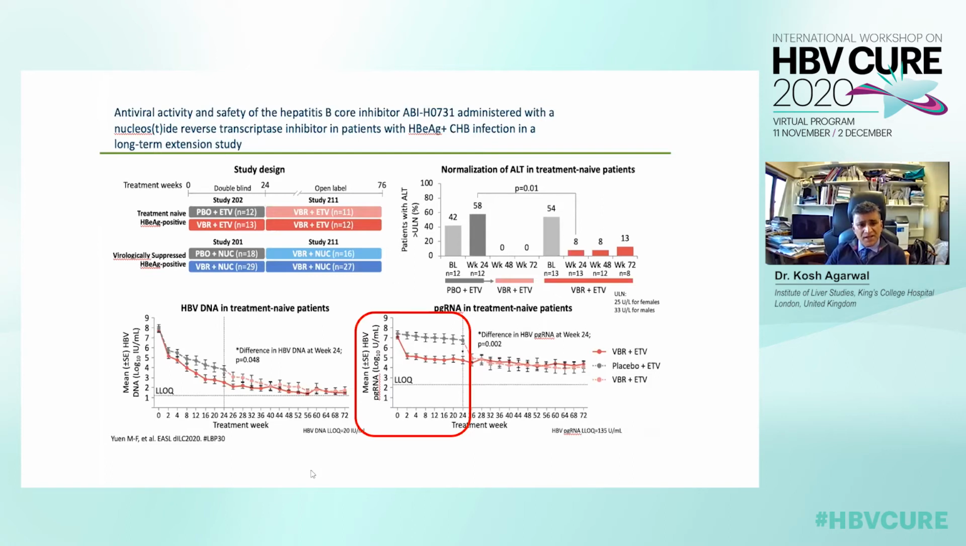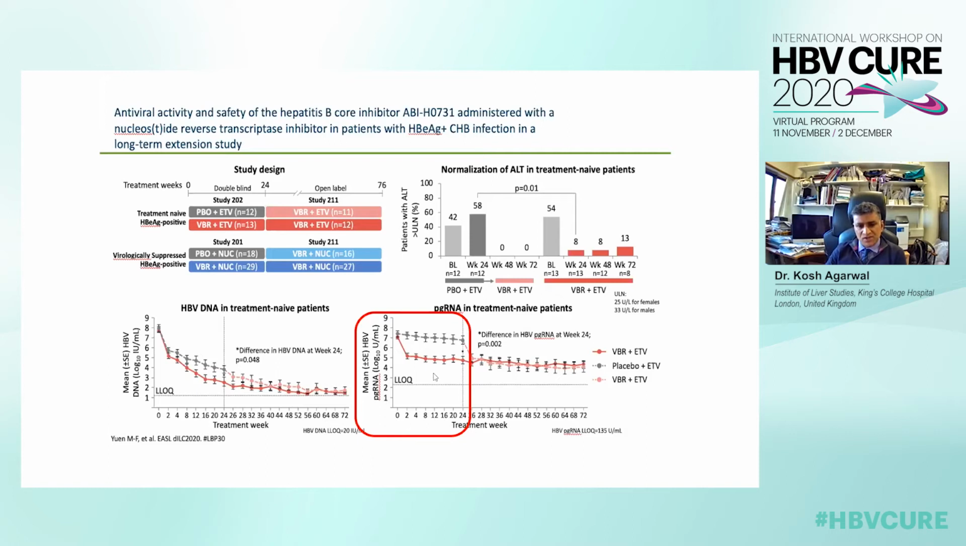And you can see here, both with HBV DNA and also pregenomic RNA, comparing the gray lines to the red lines. The gray is just nuke therapy alone. The red line is with Bekavir, the 0731. You can see that there is a steeper decline and a deeper suppression of HBV DNA.